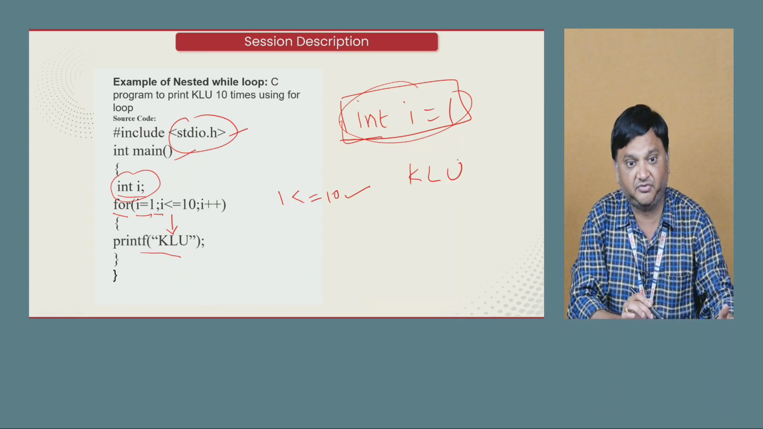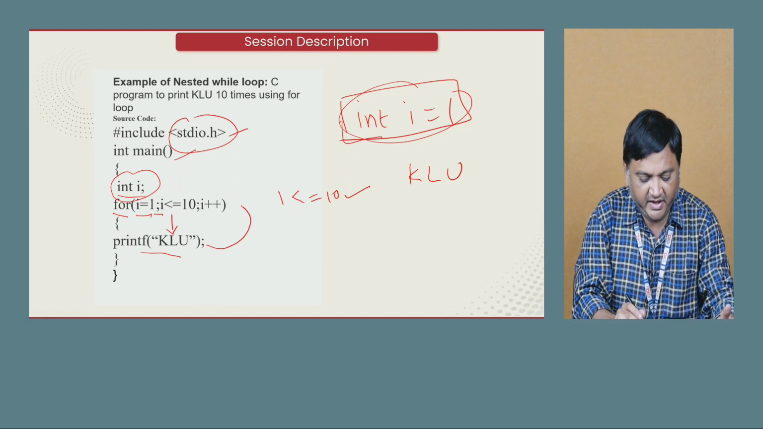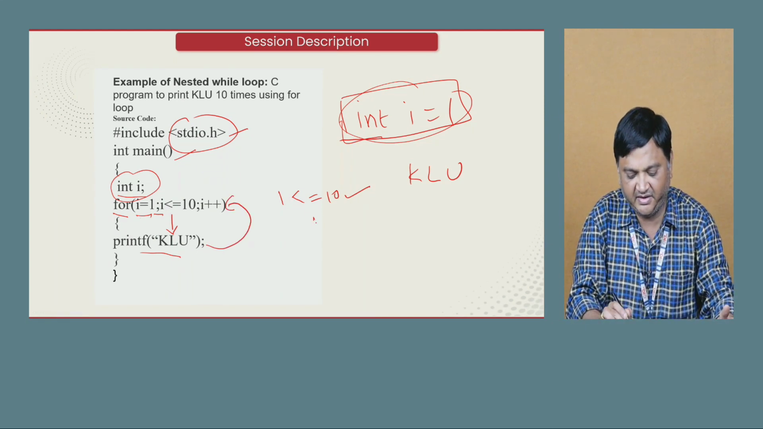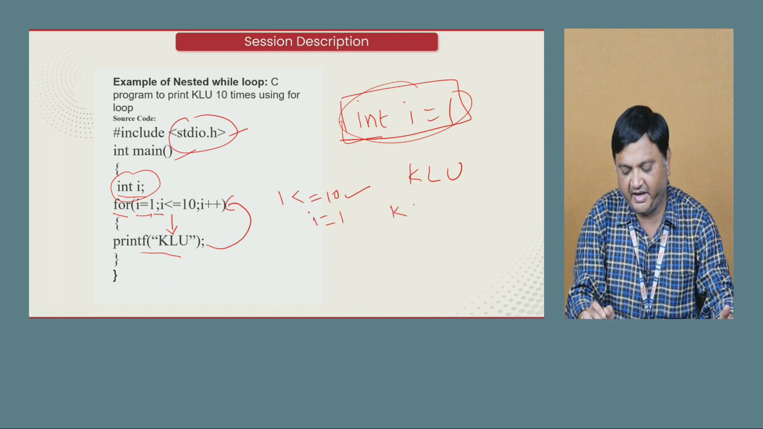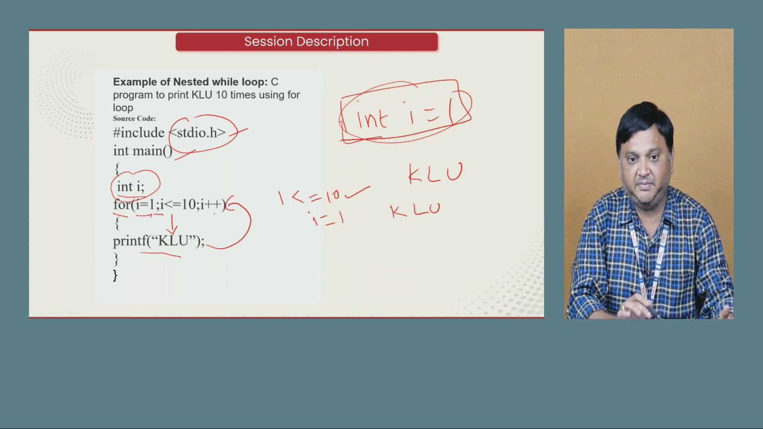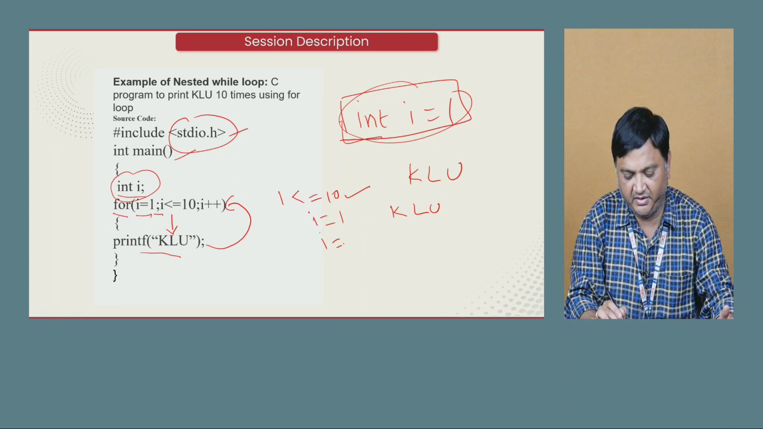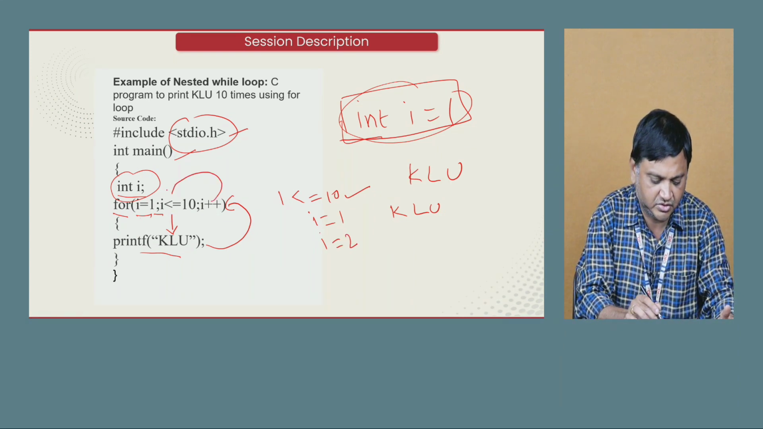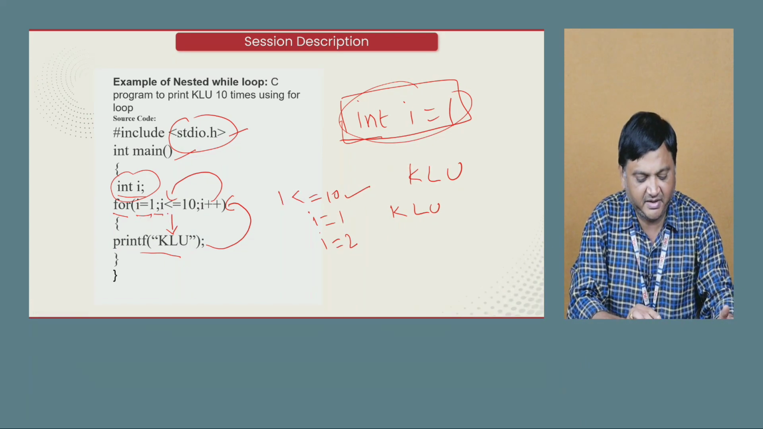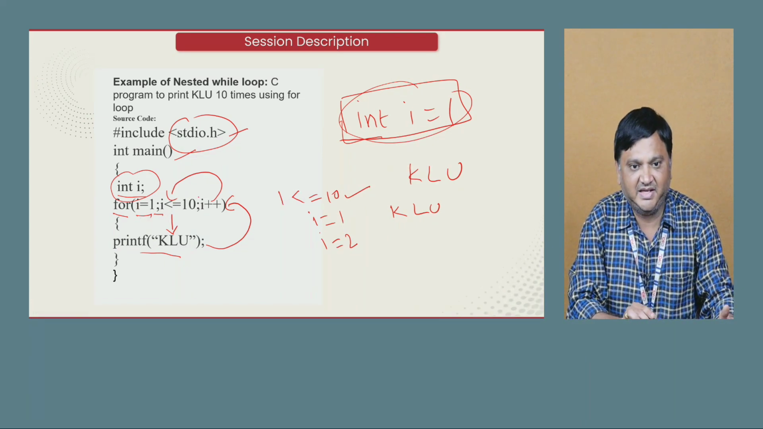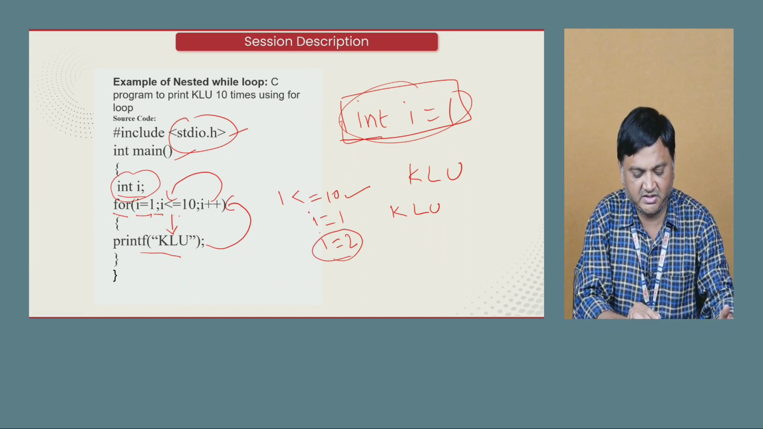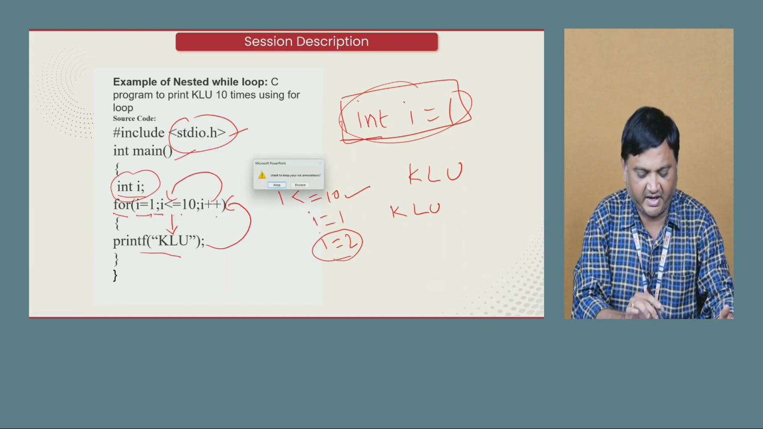Then as I told you, as per the flow chart, it goes to increment or decrement. So what is the increment? Initially the i value is 1, so it prints KLU on the screen. Now i++ increments the i value, and now the i value becomes 2. Again from the increment, it goes to the condition. What is the condition, my dear students? i less than or equal to 10. What is the updated i value now? 2. Is 2 less than or equal to 10? Yes, the condition is true.